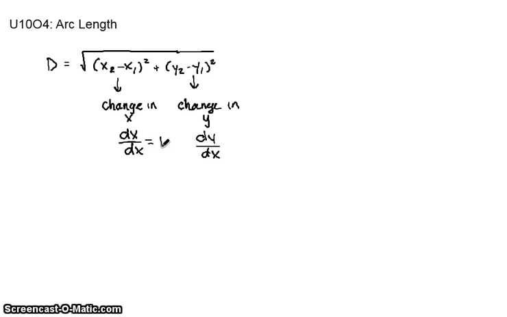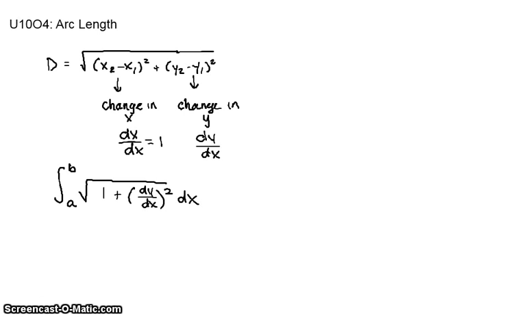So if we think about turning this into some calculus, we can say that our arc length is going to be equal to the integral, because we want to add up all of the changes of our distances. So integral from a to b of the square root of that dx over dx, that x2 minus x1 squared, so it's 1 squared, so it's just 1, plus y2 minus y1 squared is just going to be (dy over dx) squared with respect to x.